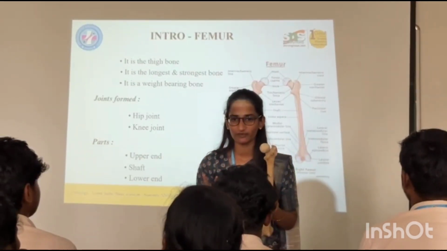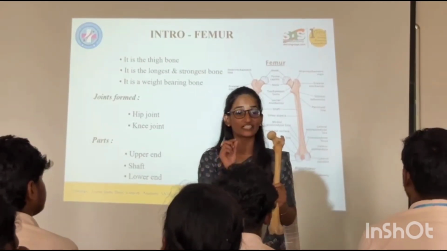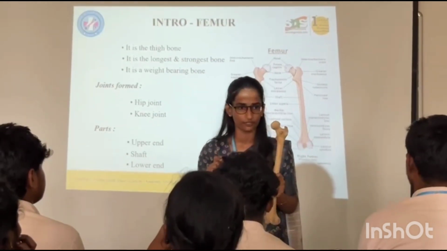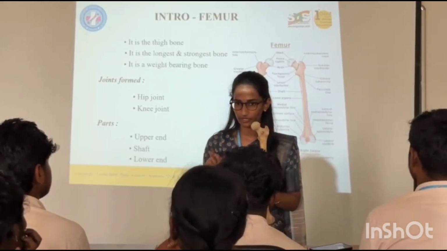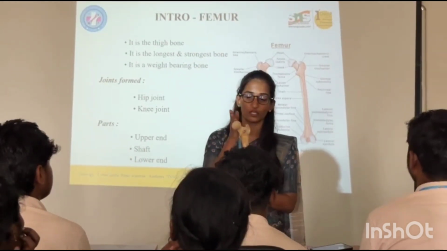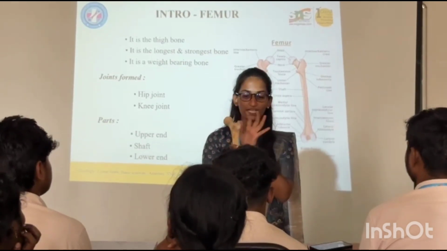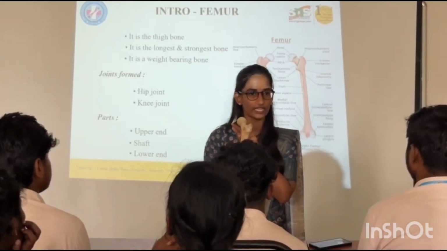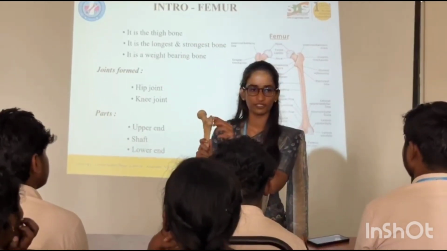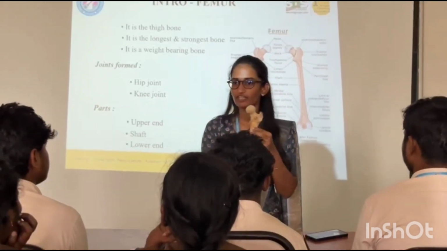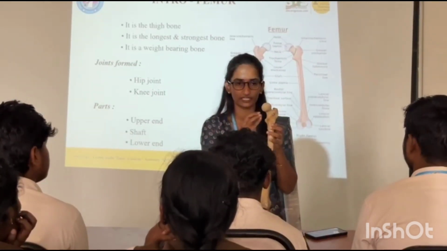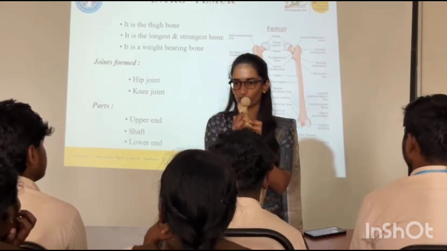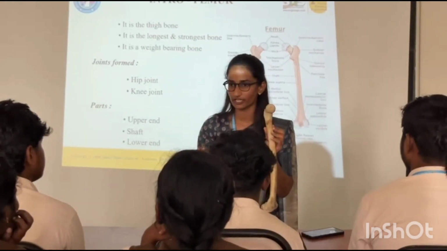And we have two elevations in the upper end called the greater trochanter and lesser trochanter. The greater trochanter is situated lateral to the head portion. Okay, so this one is the greater trochanter, and we have the lesser trochanter, which is below the head. This projection or elevation is called the lesser trochanter.